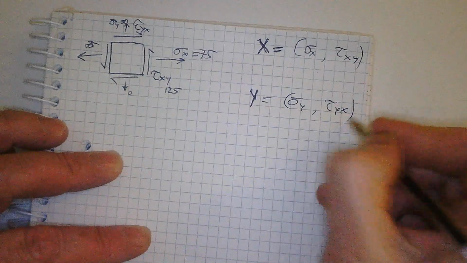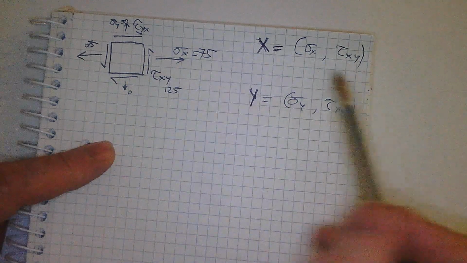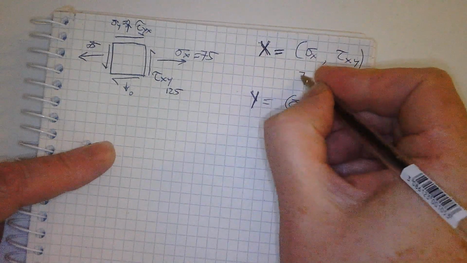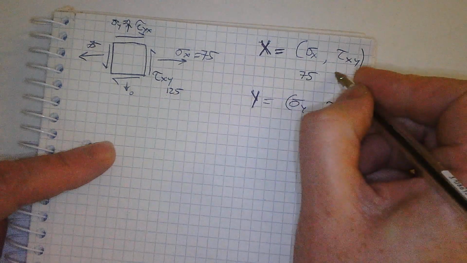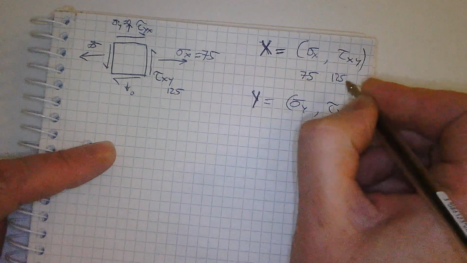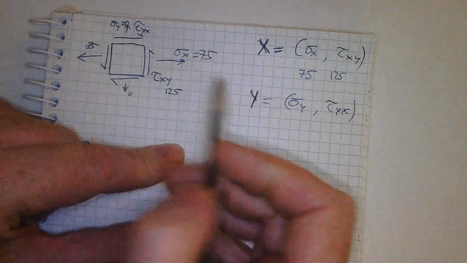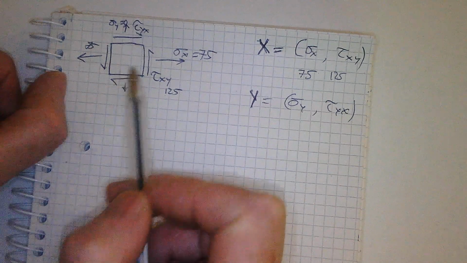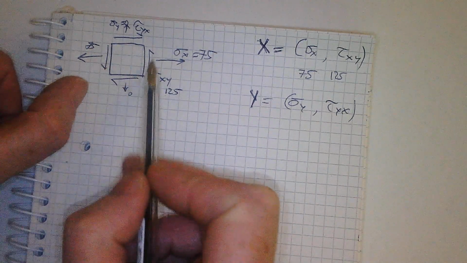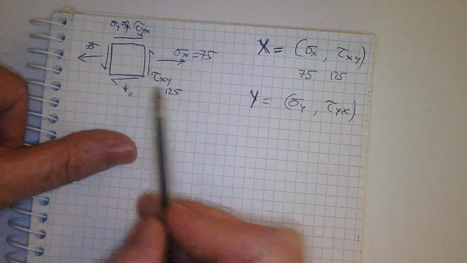Okay, so from the given information in the question, sigma x is 75 and tau xy is 125. Now there's a couple of different ways of doing Mohr circle. The approach I take is I'm not going to worry about whether these shear stresses are positive or negative. What I want to know is whether they're clockwise or anti-clockwise. So I'll just make a note of that.